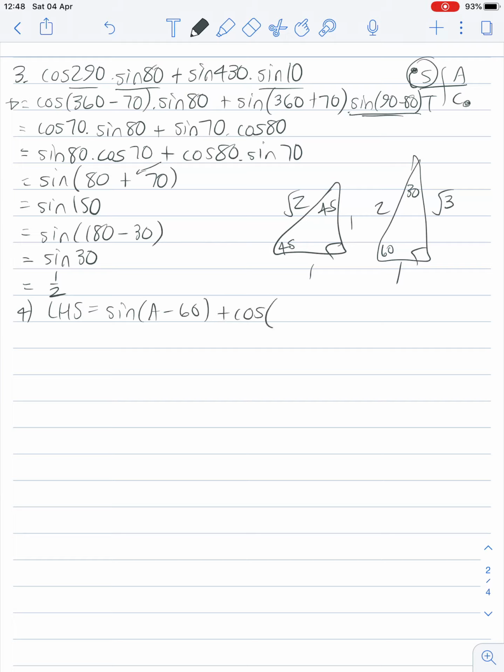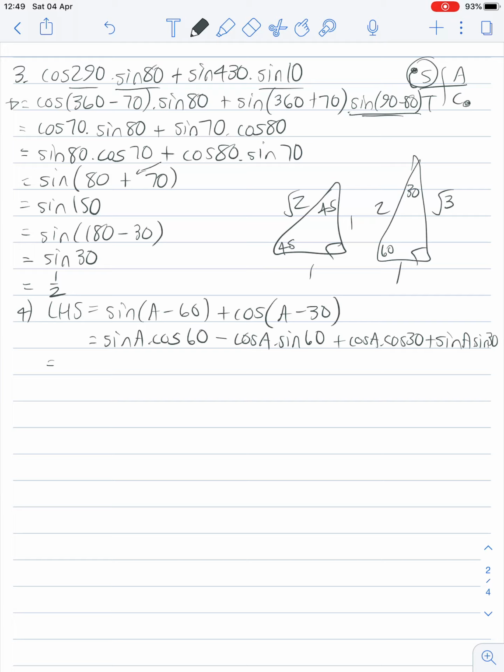Okay, so here's your question, and you're firstly just going to expand it. So your left-hand side, when you expand it, is sine A cos 60. And then what? You're going to have a minus or a plus. You're going to have a minus, and you're going to have cos A sine 60. So that's that expansion done. I must write small now. And then cos A cos 30, and then plus sine A sine 30. Okay, cool. So I've expanded everything like so.